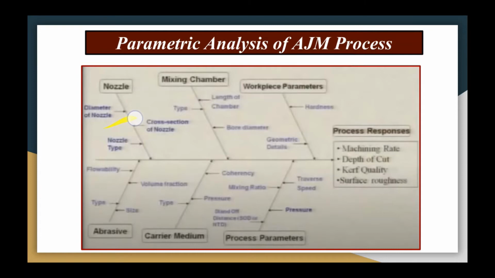If you see here, the first parameter is the nozzle. The diameter of the nozzle is one of the parameters. Then what type of nozzle you are using, or what type of material you are using for the nozzle. Another point is the cross section of the nozzle, whether it is circular or rectangular, etc.